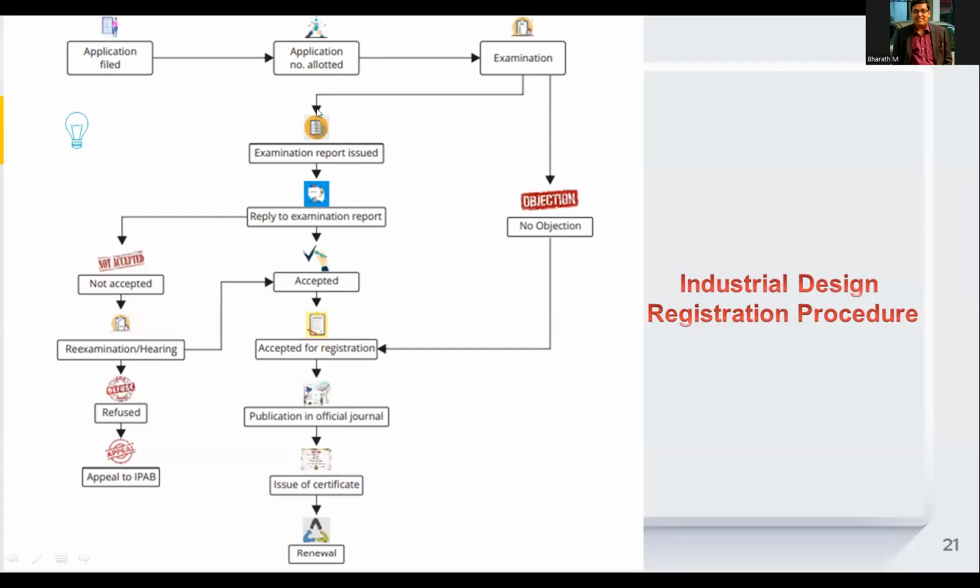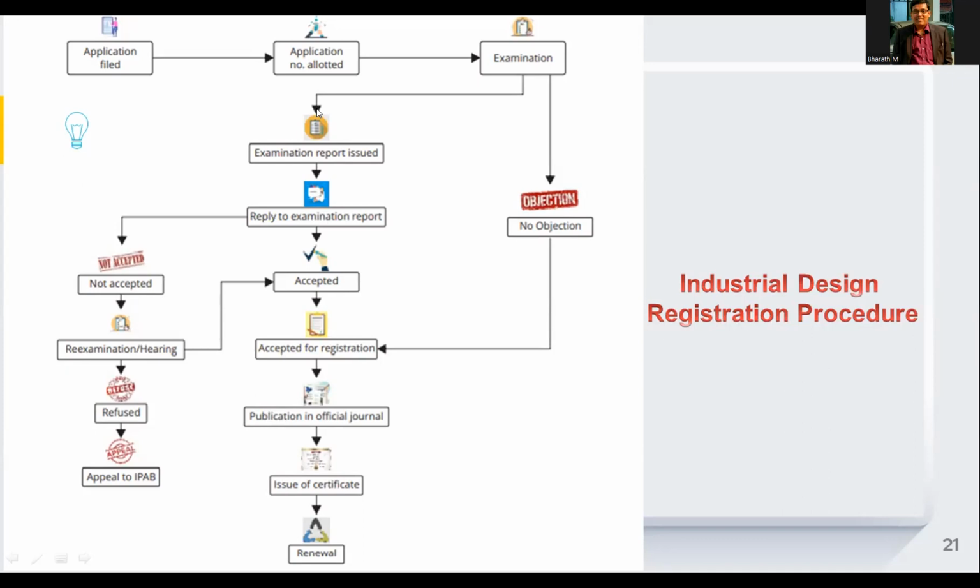If they raise any objection, then you have to give all the clarifications sought by the registry. After the examination report is issued, I have to give a reply to it. After the reply, there are two chances: it may be accepted, or it may not be accepted. If it gets accepted, it is accepted for registration and for publication in the official journal.